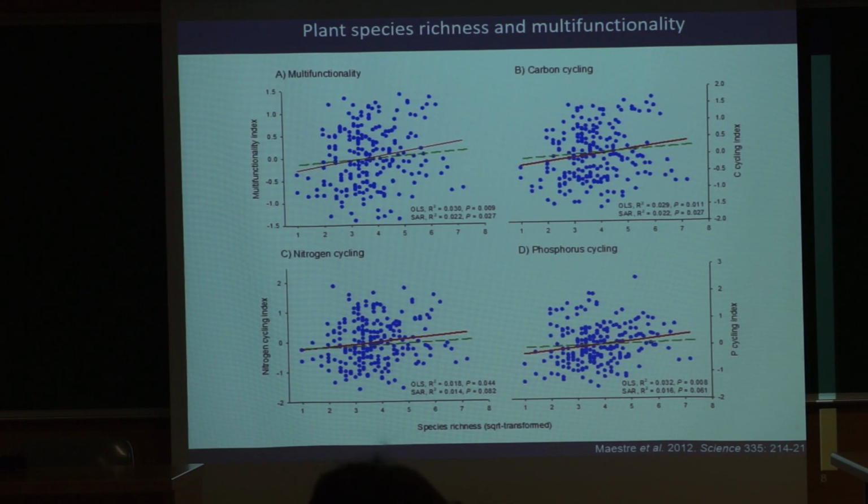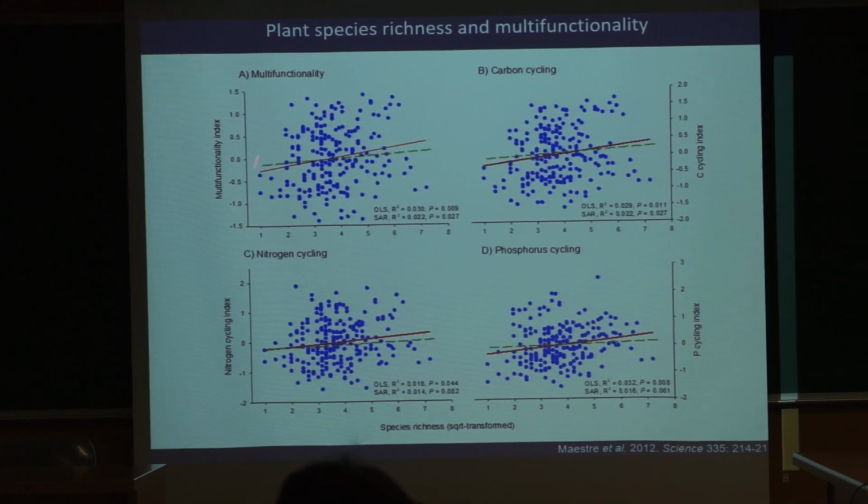We are using this data for doing that. On the x-axis, I present the number of perennial plant species found in our sites. This is square root transformed. And on the y-axis, we are looking at different multifunctionality indexes. Multifunctionality is also a buzzword these days in ecology.